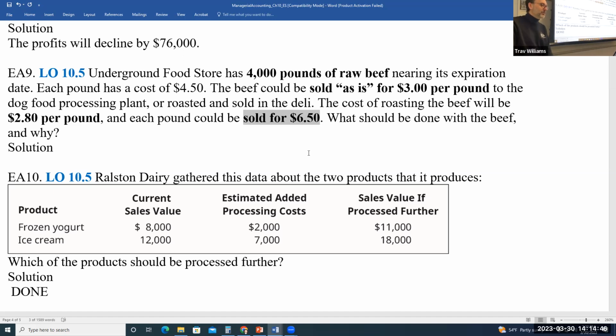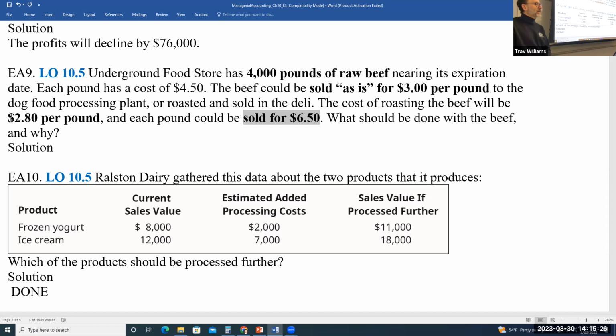Let's compare that with roasting. What's going to be our net gain if we roast it and sell it as roast beef? No, 70 cents, and that's not it either. So again, if we roast the beef, it's going to cost us $2.80 to do that on top of our previous costs. But then we can sell it for $6.50.